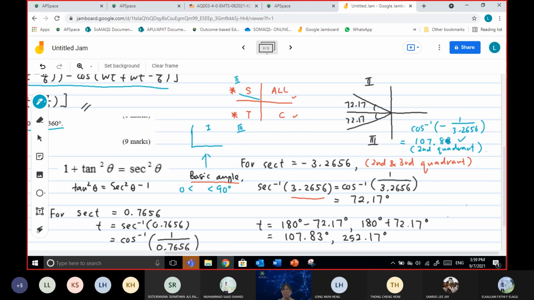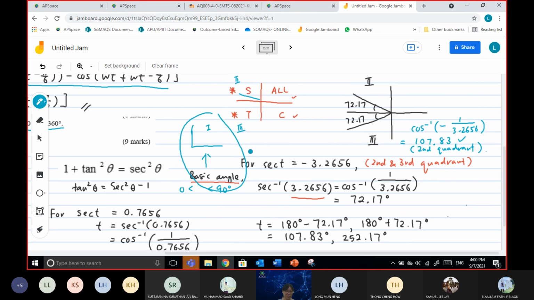So you get the answer. But now you need to find any possible angles between 0 to 360. If you include the sign, the calculator only gives you the second quadrant. That's why we don't include the sign. If we don't include the sign, it will always give you the answer in the first quadrant.